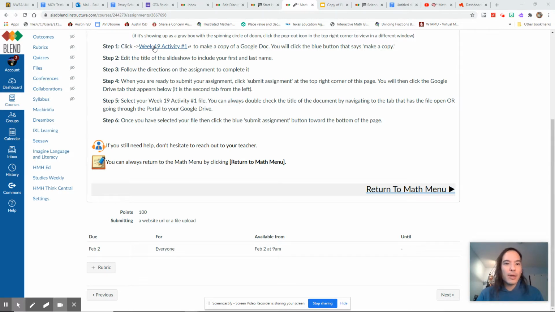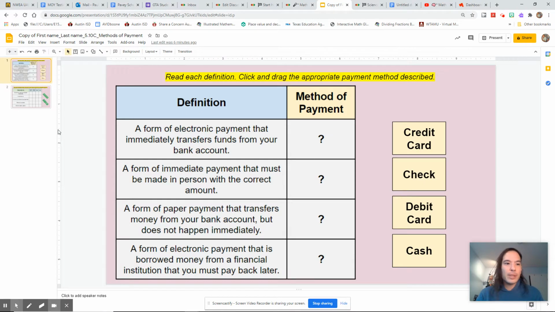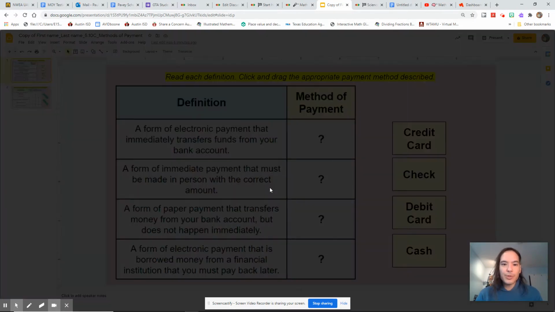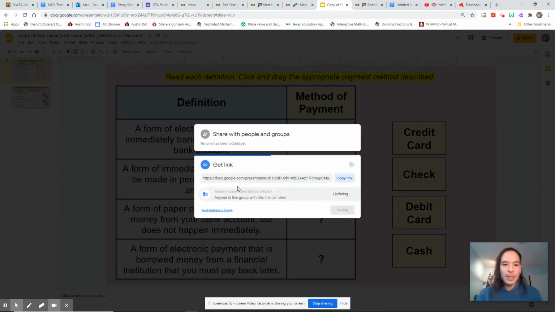Go ahead and on the activities, click on week 19, activity number one. Basically, it's going to look like this. Don't forget that your share settings should be on AISD. Make sure you change them from restricted if they're unrestricted to Austin Independent School District.